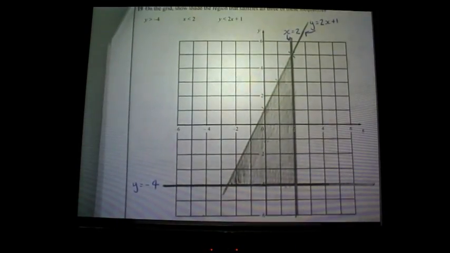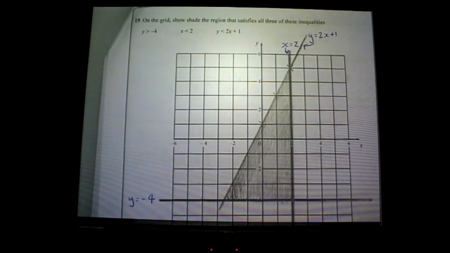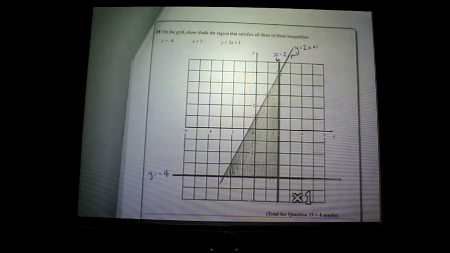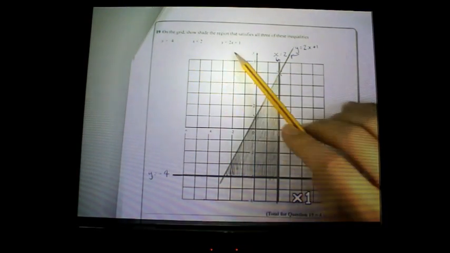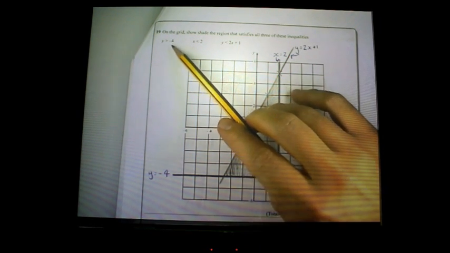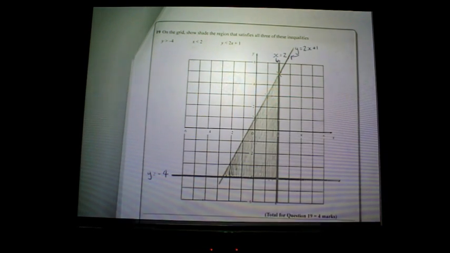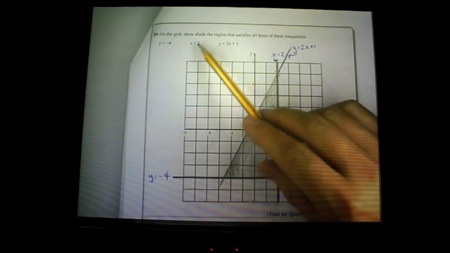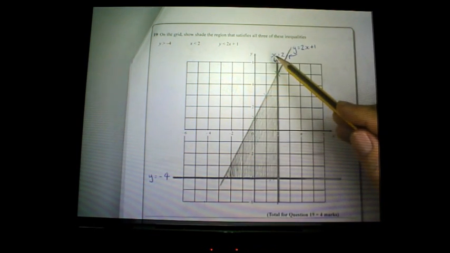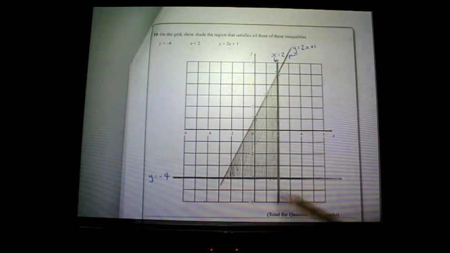Next one. Right, shade in the portion of the grid that satisfies all these inequalities. We haven't done loads of this, but let's have a quick look. Again, replace these greater or less signs with just equals. So look, where's the line y equals -4? Everywhere along this line, y equals -4. So draw that in. Where's the line x equals 2? Well, it's here. So I've drawn that in as well.